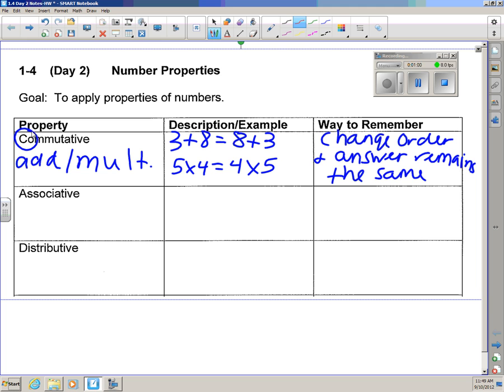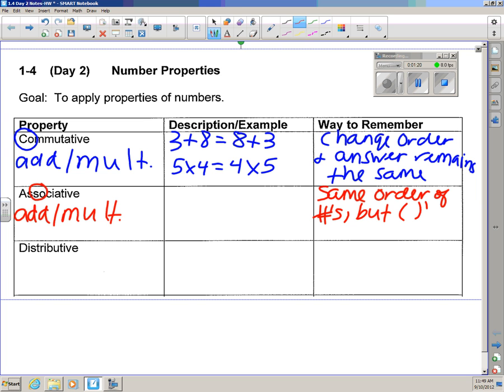The associative property is also over addition and multiplication. Associative property means you're going to have the same order, but your grouping symbols are going to change. So this is going to be same order. That's why I circled the SO. Same order of numbers, but the parentheses change.